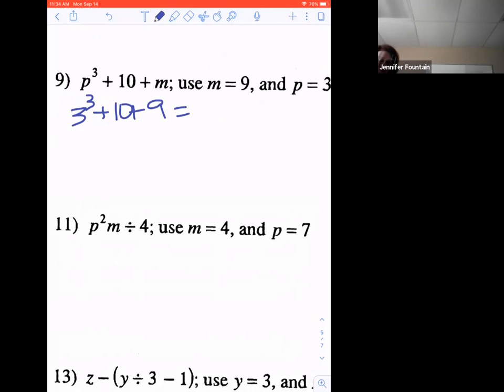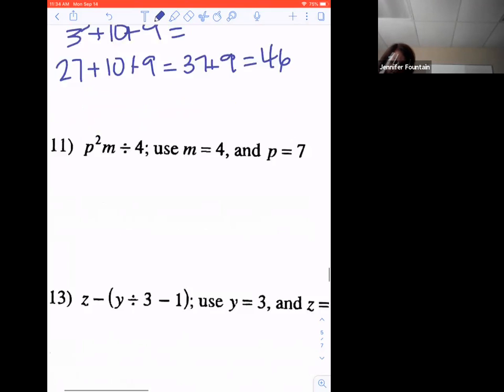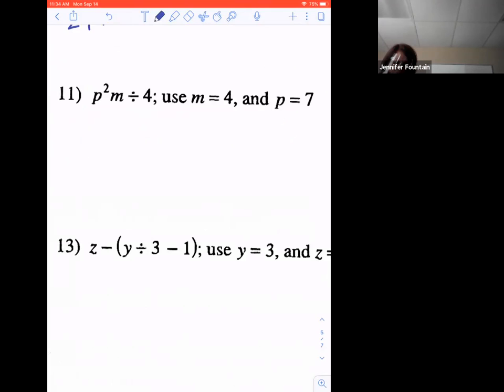And with 3 cubed plus 10 plus 9. What is 3 cubed? 27. Good. I saw on several things I was grading this weekend where people would say 3 to the 3rd power was 9. Do not multiply your base and your exponent. You multiply your base by itself the number of times the exponent tells you. So 3 to the 3rd is 27 plus 10 plus 9. 27 plus 10 is 37, and 37 plus 9 is 46. Do number 11.